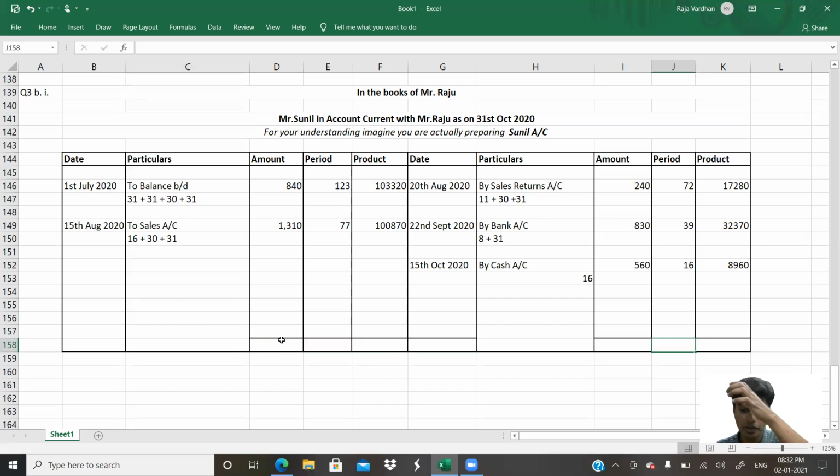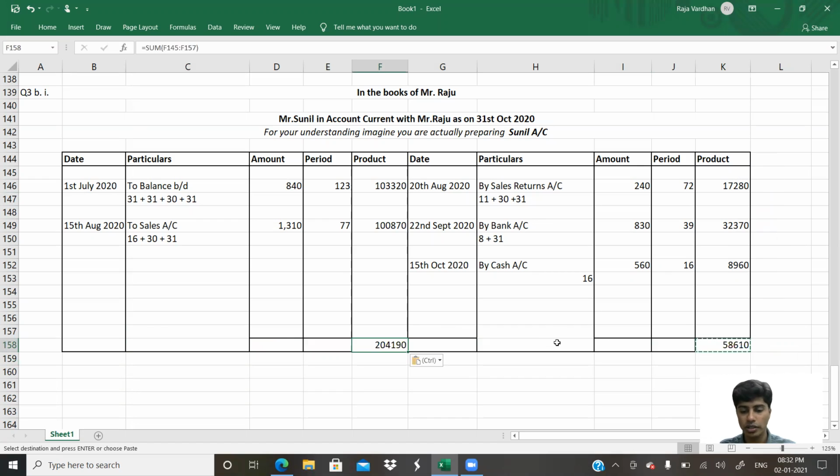It's little tricky. First we'll find the total of the products. What do we find? Total of the product. See, first find the total of the products.